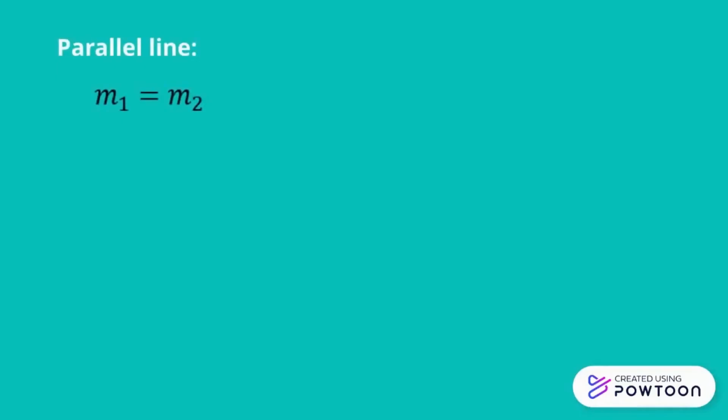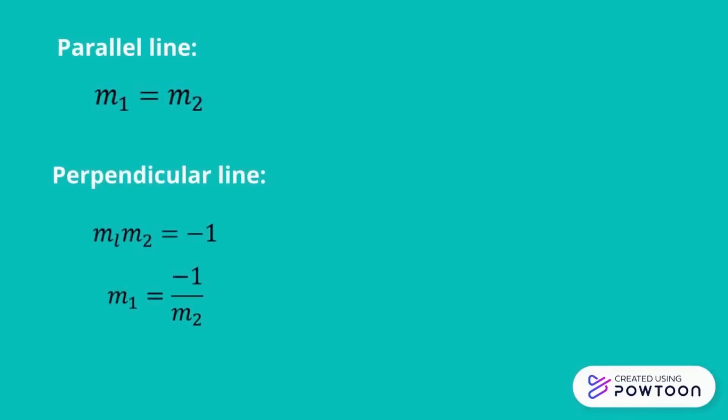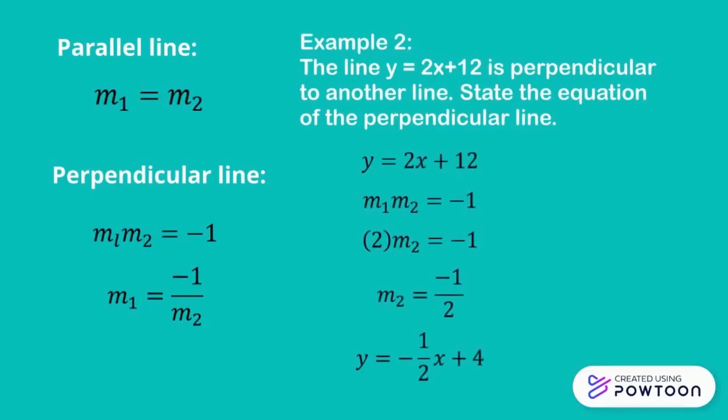There are two types of line, which are parallel and perpendicular. For example 2, state the equation that is perpendicular to the line y = 2x + 12. First, we use the formula of perpendicular and we find out the slope of the line. And then later, we create our own equation that is perpendicular.